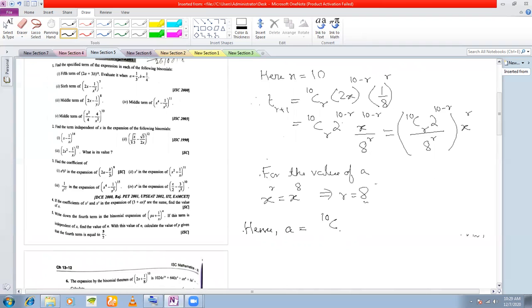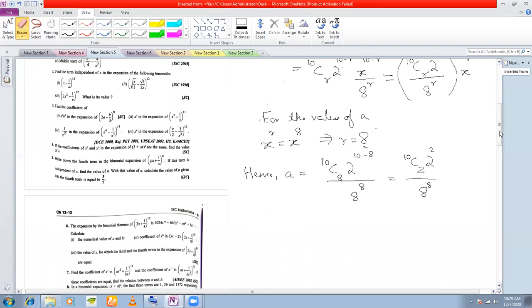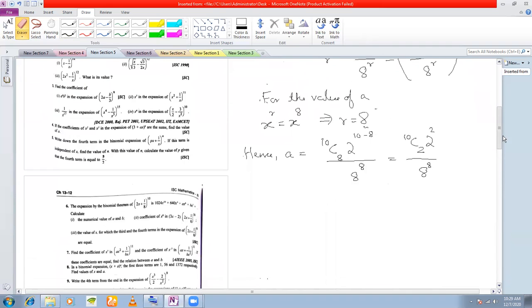10C, put the value of r, 10C8, 2 to the power of 10 minus 8 divided by 8 to the power of r, if the value of r is 8. Okay, so this is the value of a. You can simplify this to be 10C2 into 2 square divided by 8 to the power of 8. Okay, so this is what the value of a is.